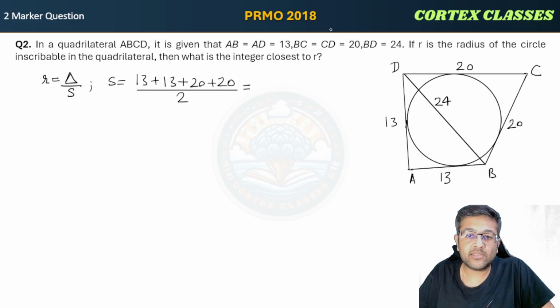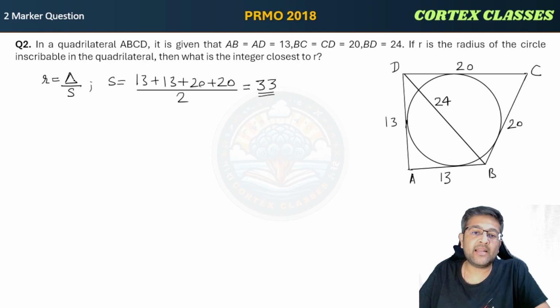So 13 plus 13 is 26 plus 40. 26 plus 40 is 66 by 2. So that's 33. So एक value तो आपने निकाल ली है. All you need to find further is the value of delta, right? Guys, delta ढूंढना रह गया. Now what does delta mean? Delta means the area of the quadrilateral. So guys, there are two ways to go about it. Okay, I'll tell you the one method and do the question with the other method. Okay, जो easy पड़ेगा हमें.